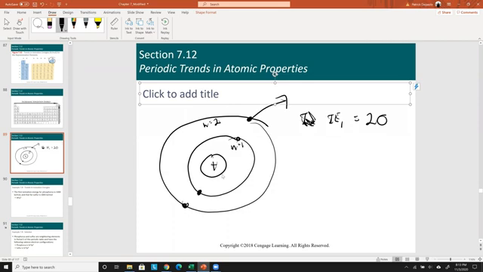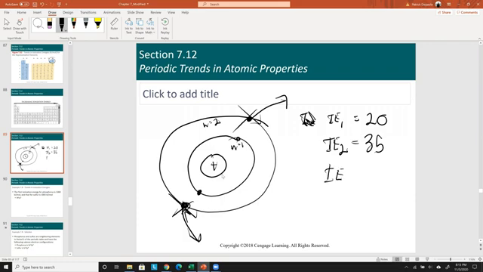Second ionization energy means, after that first one's already removed, how much energy does it take to remove the second one, which is the one right here? Usually that's a lot higher, but it depends on how much higher. So let's say it's 35. So almost double. Remove that one. Now we only have these two inner ones.